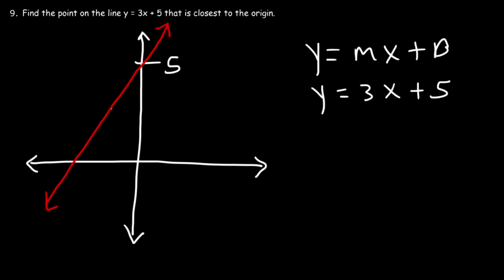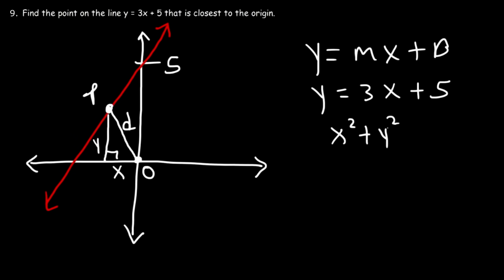But somewhere along this line, we're going to have a point that is closest to the origin. So let's assume it's that point. Let's call it point P. If we draw a right triangle, we could say D is the distance between the origin, which is represented by O, and point P. And this is going to be x, which is going to be a negative value, and y is going to be a positive value. So notice that x squared plus y squared is equal to d squared. And so if we solve for d, d is going to be the square root of x squared plus y squared.